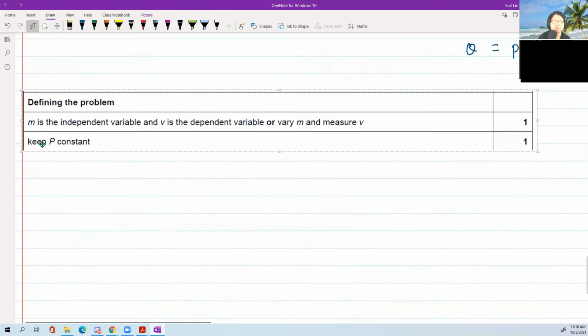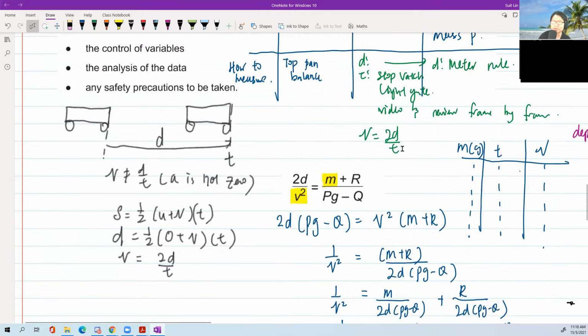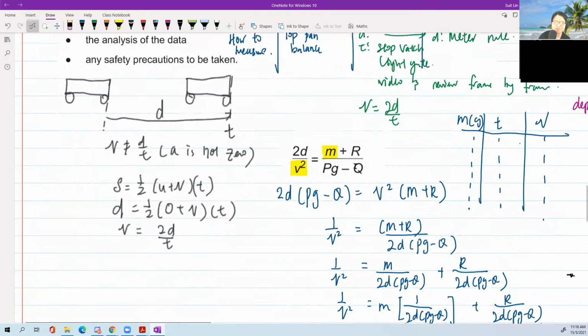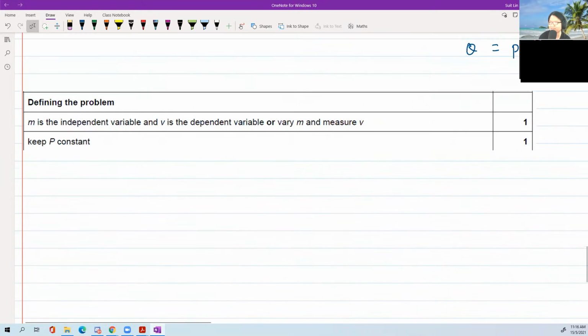So the first one, when you define the problem, you say M is the independent variable and V is the dependent variable. Done. Keep P constant. Did I say keep P constant? Yes, keep P constant. Yay. So I got 2 marks.